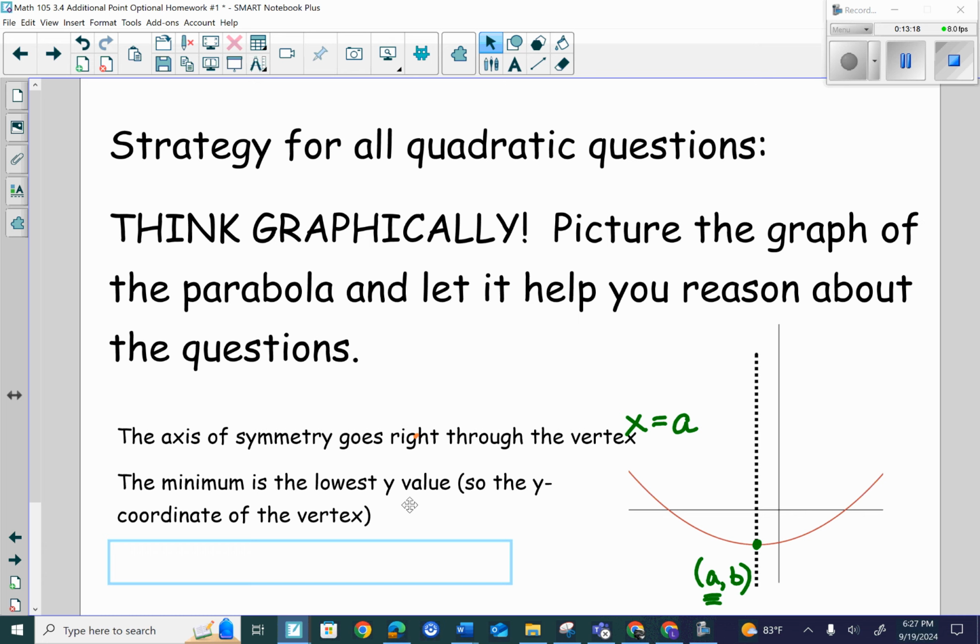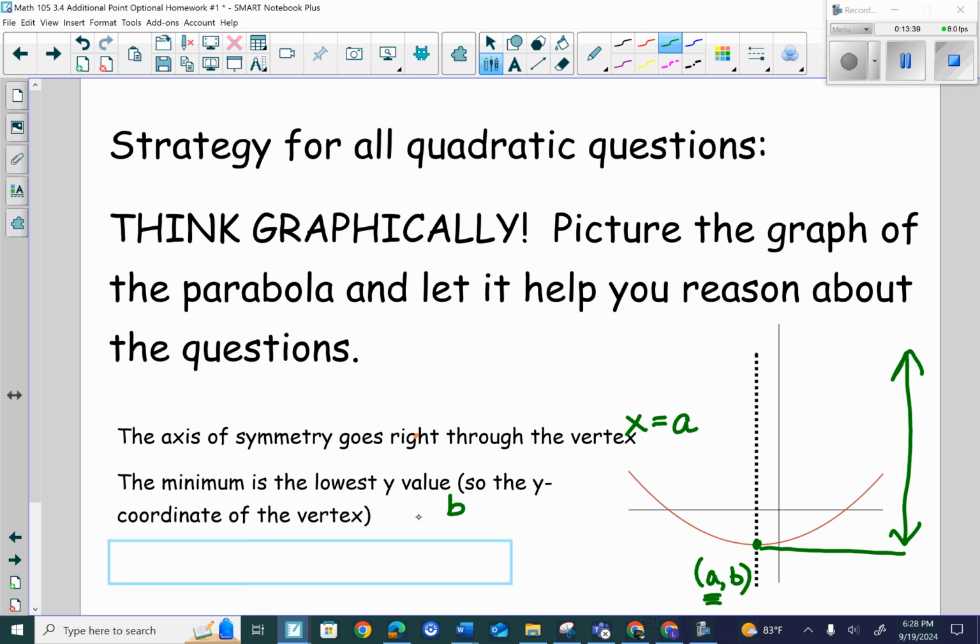Second thing, the minimum is always the lowest value. Okay, so it would be the y coordinate of the vertex. Since y's go up and down, we look at the y value for our minimum. So here, that minimum would be b. And there is no maximum.